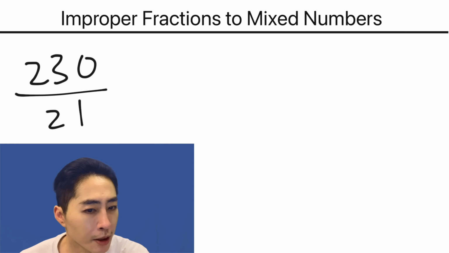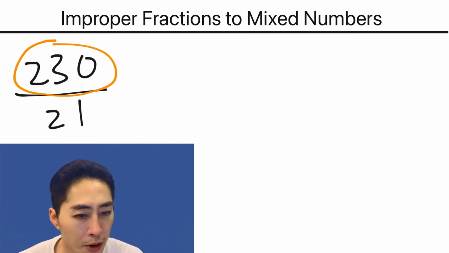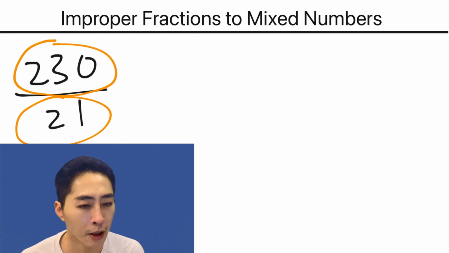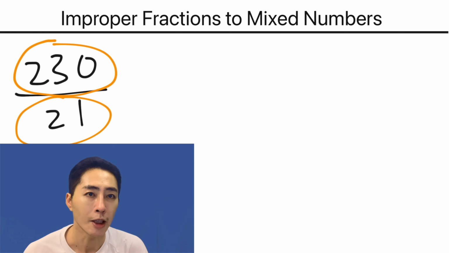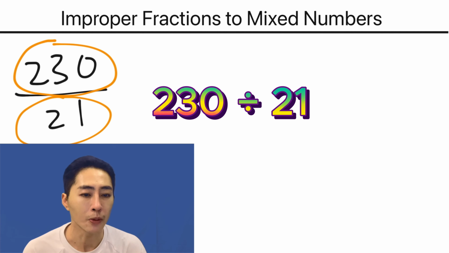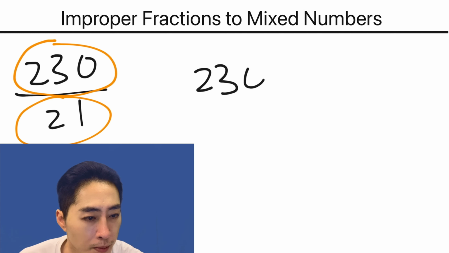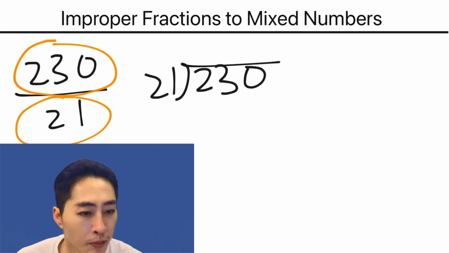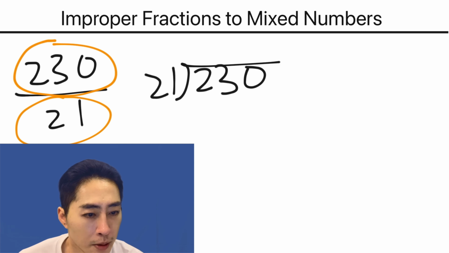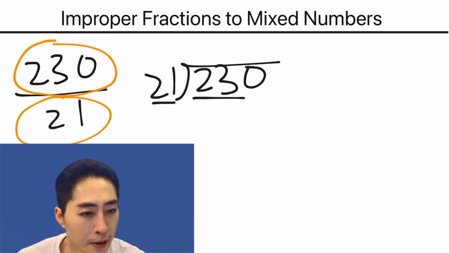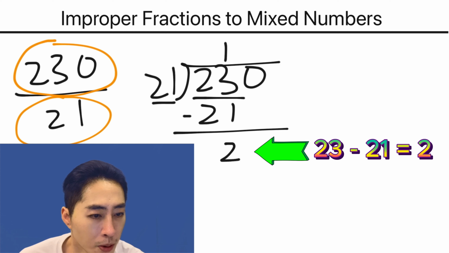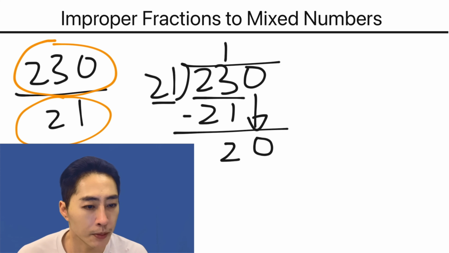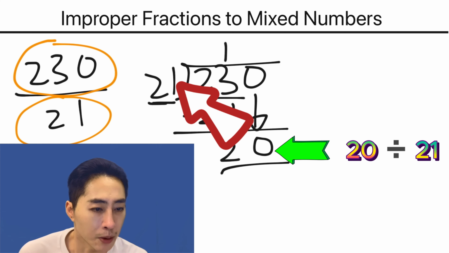So the first thing that we see is the numerator 231 being greater than the 21. So it's an improper fraction, which we need to divide and find out how many wholes there will be. So we'll take 231 divided by 21. Okay, and 23 divided by 21 is 1 here. 23 minus 21 is 2. Bring down the 1. Now we have 21 divided by 21.